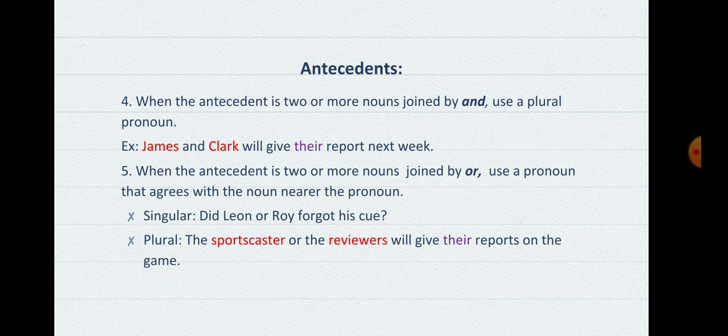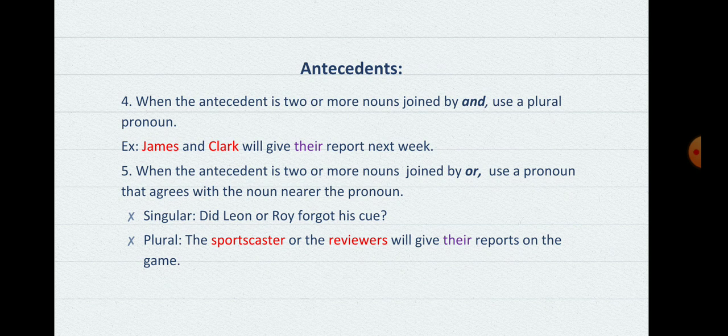5. When the antecedent is two or more nouns joined by or, use a pronoun that agrees with the noun nearer the pronoun. In the case of the conjunction or, we are going to make the pronoun agree with the noun that is nearer the pronoun. Okay? So if it's singular, Leon or Roy forgot his cue. Which word is closer to the pronoun? Roy. And Roy is male singular. So the pronoun has to be male singular. In this case, his.